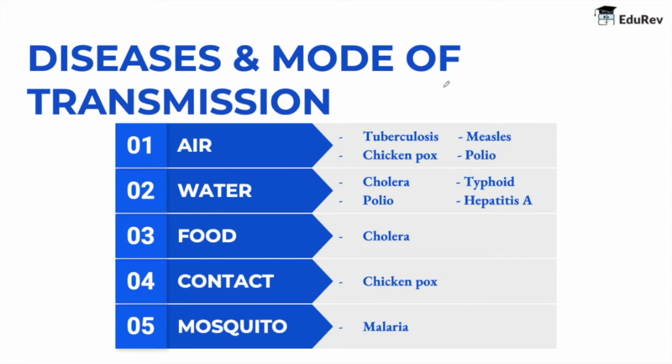Now let's understand diseases and their mode of transmission. As you can see, there are various diseases such as tuberculosis, measles, chickenpox and polio which occur due to air. Then cholera, polio, typhoid and hepatitis A are transmitted by water. Again, cholera can be transmitted by food, chickenpox by contact and malaria by mosquito.